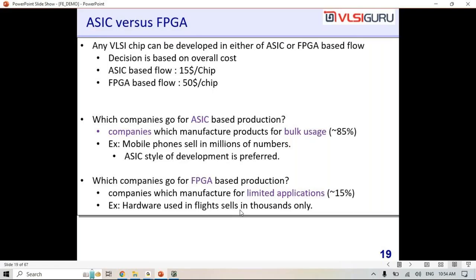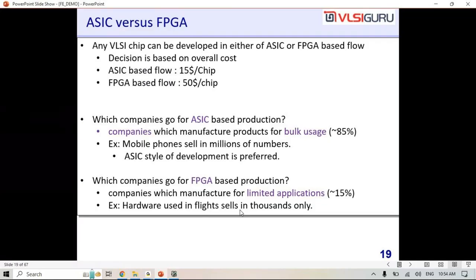Let's say flights are there, right? Aeroplanes. In that, there will be electronic systems, right? It's not purely mechanical. You know, right? Aeroplanes are not purely mechanical. They are electronics plus mechanical things, right? So whatever electronics goes into it, who will develop that? Will it be developed by mechanical engineers or electronics engineers? Electronics engineers, right? In those cases, you don't need lakhs of chips. Do you need lakhs of chips? Because you don't manufacture so many aeroplanes. There they go for FPGA production.